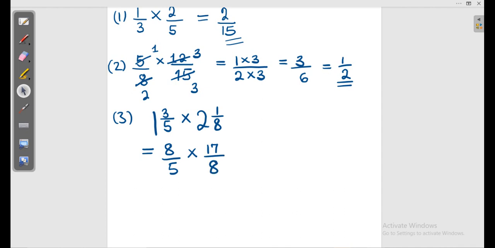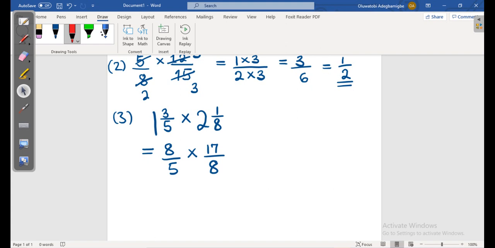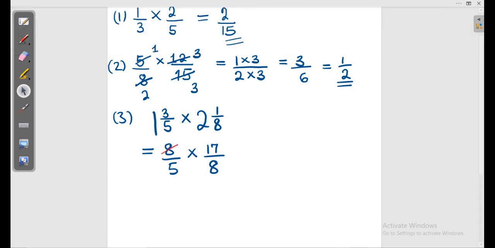Now, looking at this diagonally, 8 here 1, 8 here 1. So we are left with what? We're left with 1 times 17 divided by 5 times 1, which will give 17 over 5. And if you convert this to a mixed number, you will get 3 whole number, 2 over 5. So this is the process of multiplying fractions.